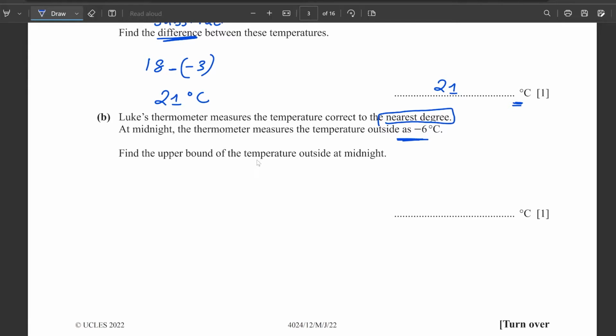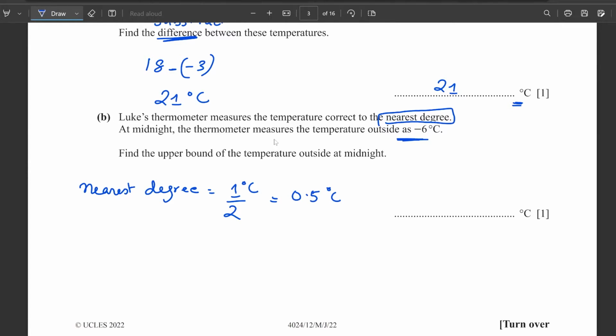So you want to find the upper bound. First, you have to find out the error value. What's the error value over here? So nearest degree is 1 degree centigrade. So nearest degree you have to divide by 2 because you want to find out the upper bound. So half degree centigrade is 0.5 degrees centigrade.